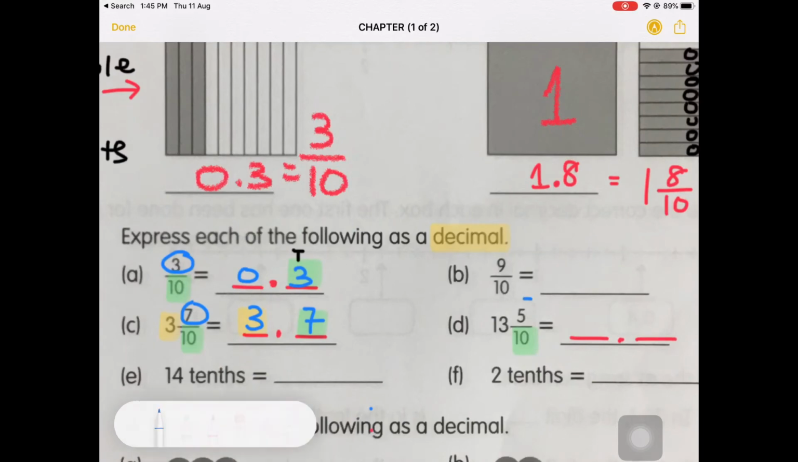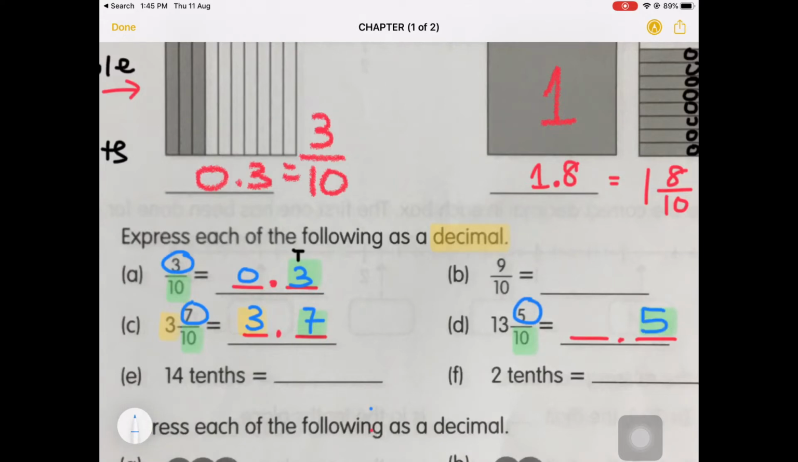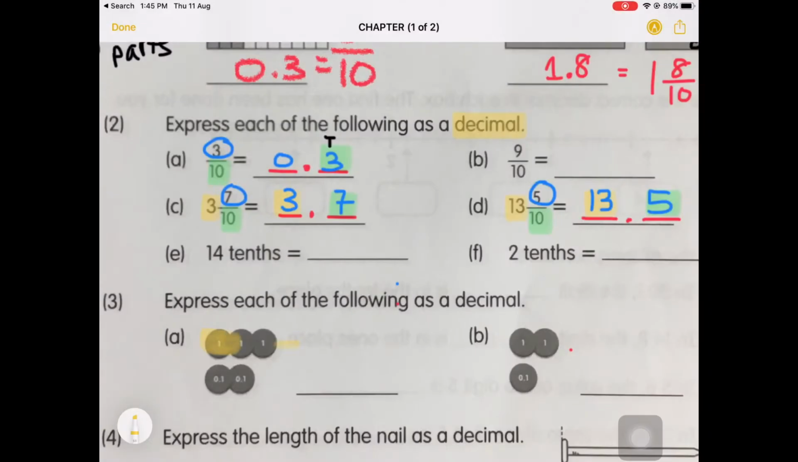Question 2d. 13 wholes and 5/10. 5/10 is represented as 0.5. So the digit 5 is in the 10th place. 13 wholes is represented as 13.0. So it is 13.5. Question 3a. We've got 3 wholes and 2/10. So the digit 3 is in the ones place and 2 is in the 10th place.